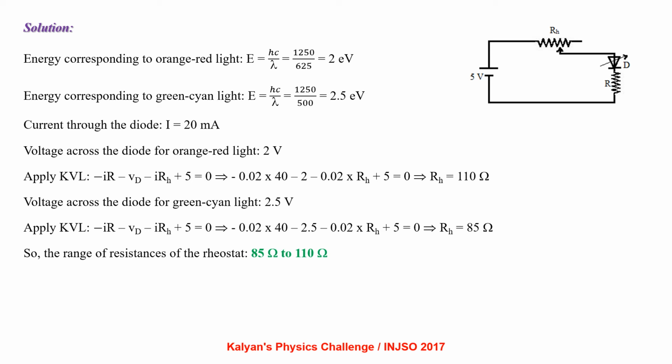Voltage across the diode for green cyan light is 2.5 volt. So applying KVL again, we get a rheostat resistance to be 85 ohm. So the range of resistances of the rheostat should be 85 ohm to 110 ohm.